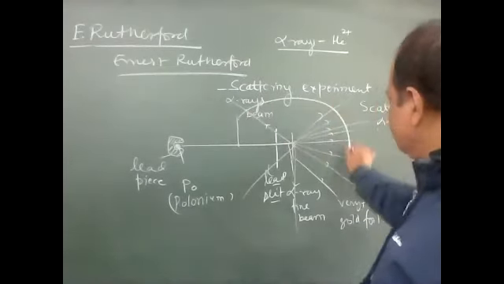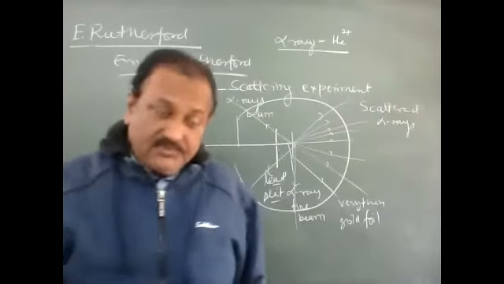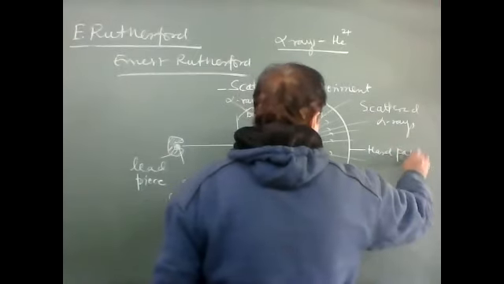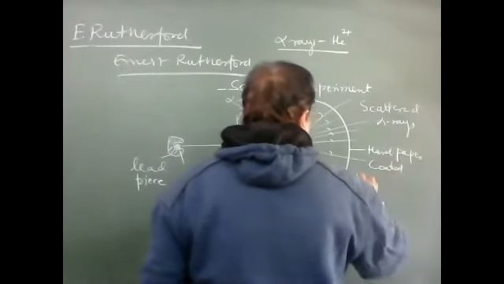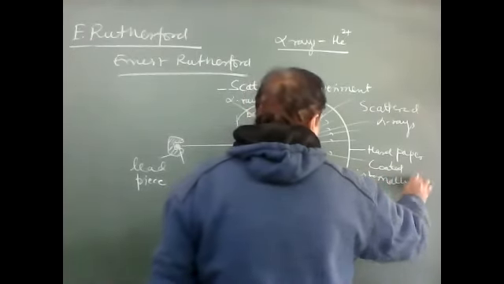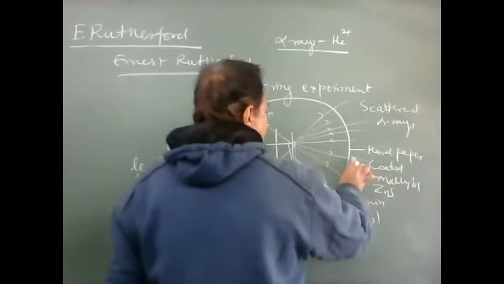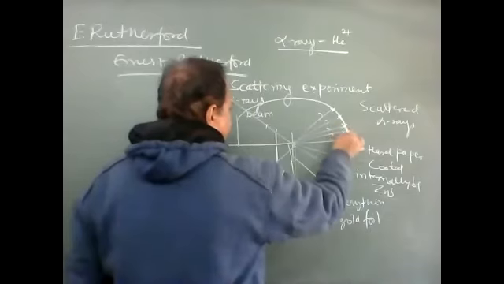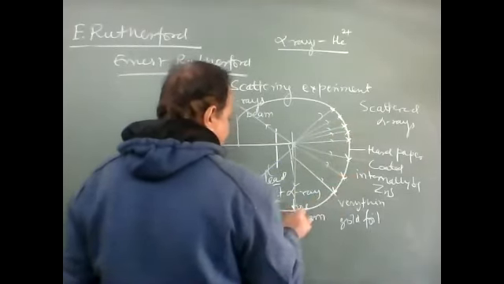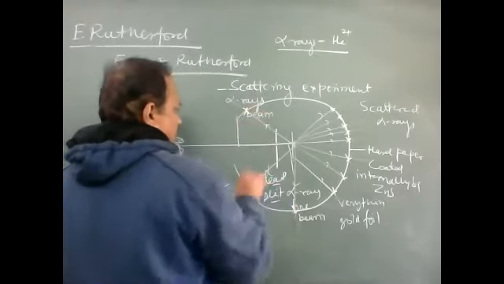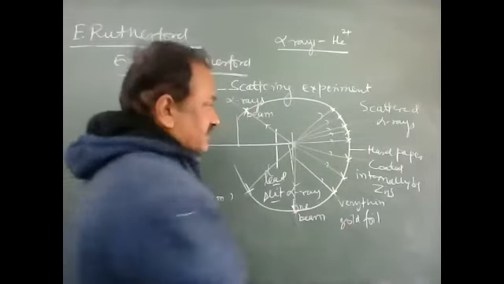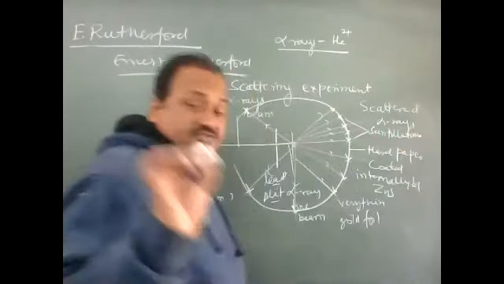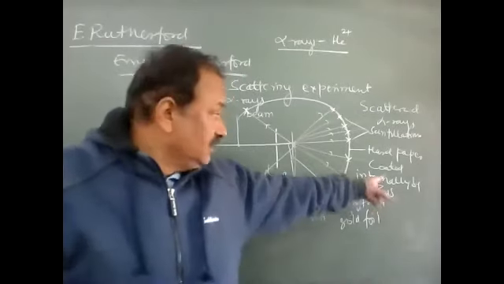Now Rutherford covered the experimental arrangement with a hard paper coated internally by zinc sulfide. So the rays are not going to come out, and as a result there is the formation of scintillations. Scintillations means very faint light. Here there is also scintillation. S-C-I-N-T-I-L-L-A-T-I-O-N-S. A very small glow of light is there due to zinc sulfide.